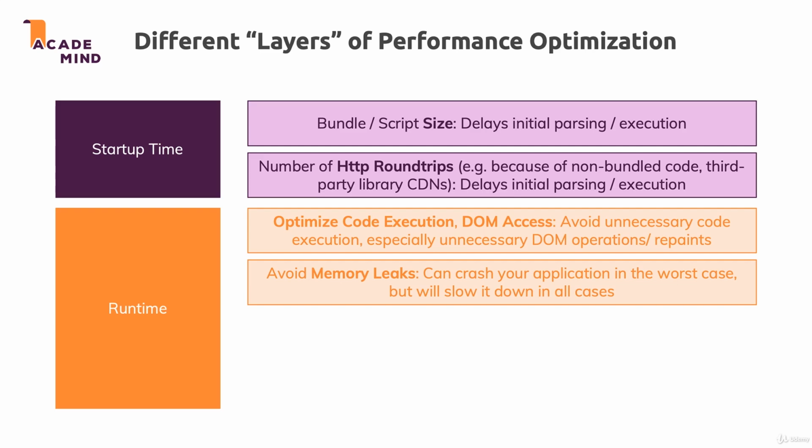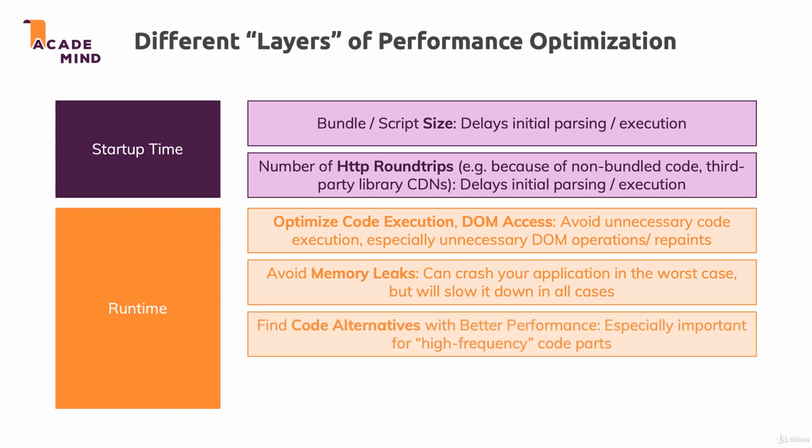Now, it's also interesting to think about different ways of solving one and the same problem in JavaScript, so to find code alternatives with better performance. I will show an example for this throughout this module. In the end here, this is related to the first box here in the runtime performance part, the code execution which we want to optimize. When you, for example, loop through an array, it turns out you have a couple of different ways of doing so, and they don't all have the same performance. So that's also a thing you could think about and you could try to optimize.